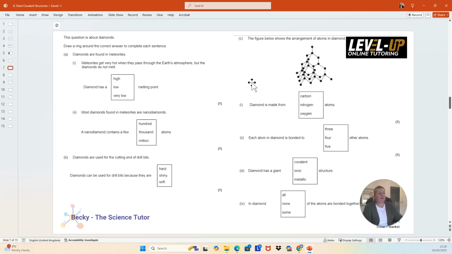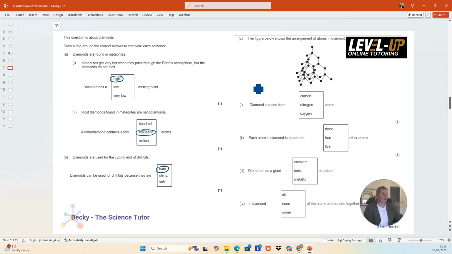Okay, so here we've got another question that is asking us about the properties. So it says that diamonds are found in meteorites. Meteorites get very hot when they pass through the Earth's atmosphere, but the diamonds do not melt. And this is because diamond has a high melting point. Most diamonds found in meteorites are nanodiamonds. A nanodiamond contains a few thousand atoms, and then diamonds are used for the end of drill bits. They're used for the end of drill bits because they are hard.